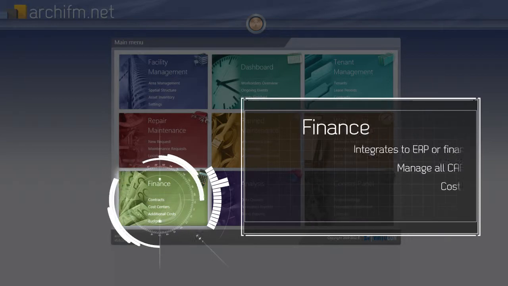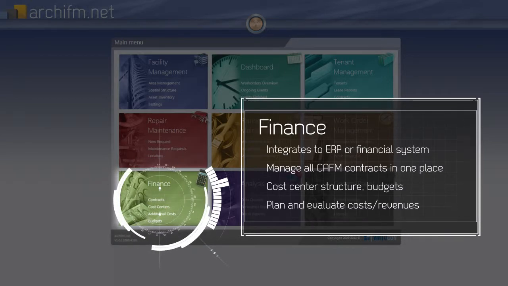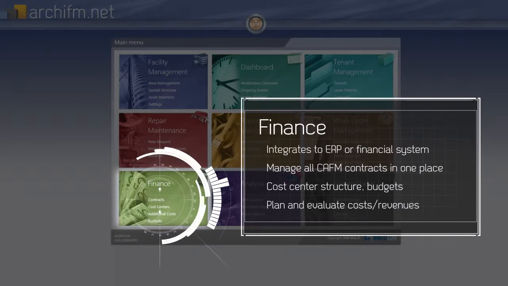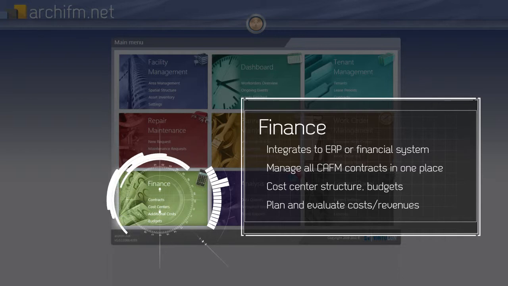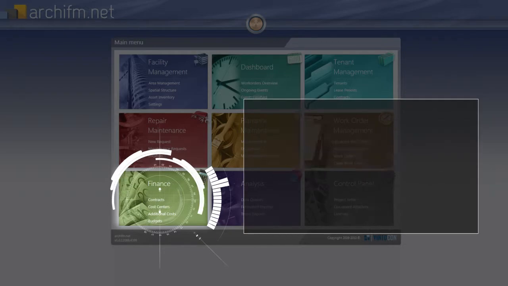ArchiFM.net can be integrated with any kind of ERP system, such as SAP, Oracle, or any other ERP or financial system. ArchiFM.net gives technical control on CAFM activities, extended with financial information, can handle budgeting issues, allocate them to cost centers, and provide technical information like whether a work order is finished or how much additional services one tenant used above the normal rental contract.